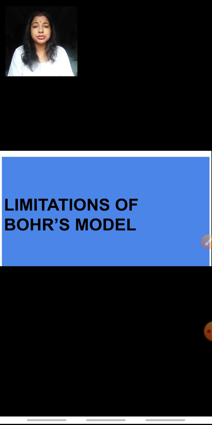Children, in the previous presentation we all learned about Bohr's model of atom and the developments that led to it. Today we'll be discussing the limitations of Bohr's model. These limitations led to the development of another, quantum mechanical model of atom, which we'll discuss later. Today we'll discuss only the limitations of Bohr's model.